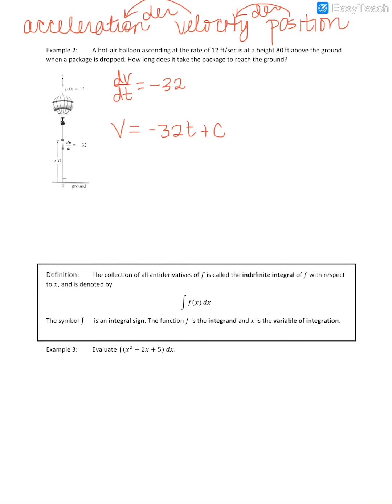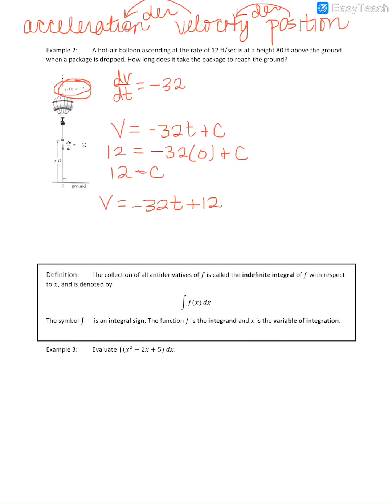All right, and now we're actually going to use this fact right here. They told us that the velocity at the time of 0, so when this whole thing starts, our time is 0, kind of when we start thinking about the problem, our velocity is 12. So this actually gives us a t of 0 and a v of 12. We're going to plug those in, and that's going to allow us to solve for the constant. In this case, our constant is 12. So now we have an actual full equation. Velocity equals negative 32t plus 12.